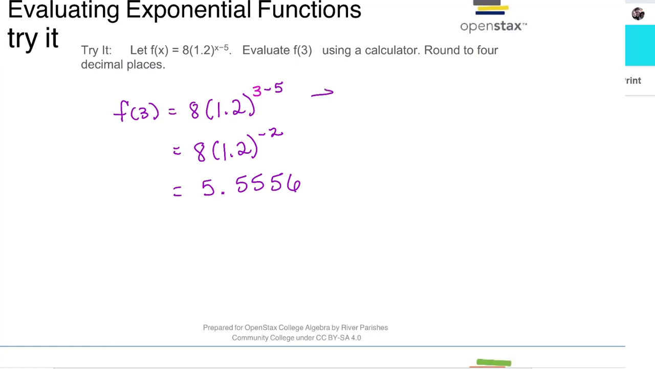What happens if you were doing this by hand is that 1.2 would come down because it's a negative, so you would do 8 divided by 1.2 squared.